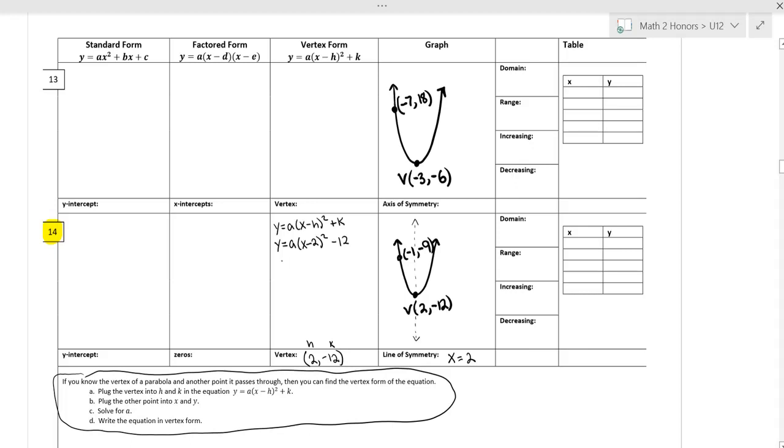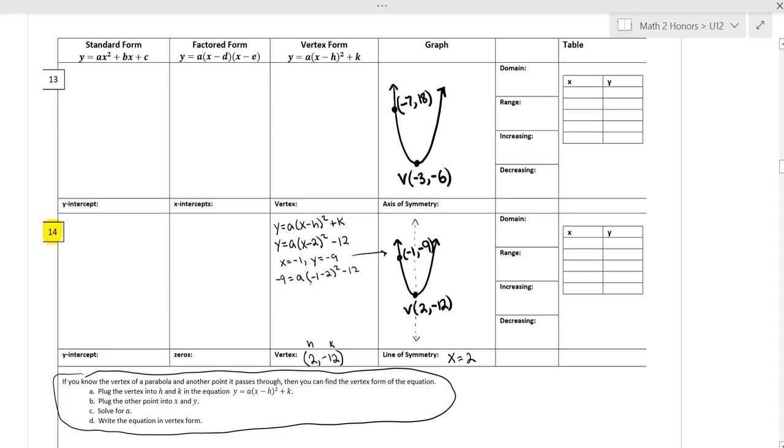So we know that this graph is going to go through, when x is 1, we know that y will be -9. I'm just taking that from this point here. So I'll plug in -9 for y. I want to find out what a is, so I leave that a. Plug in 1 for x. And then I'm going to solve for a.